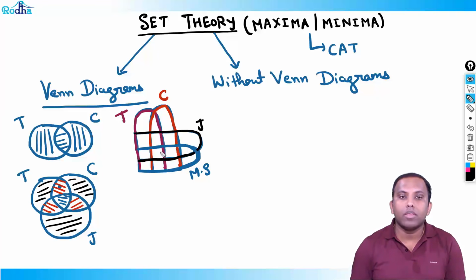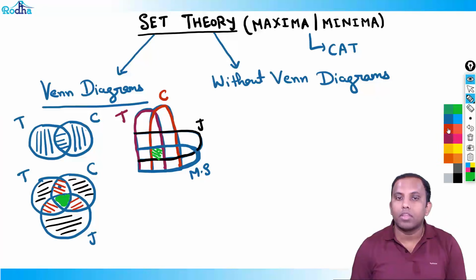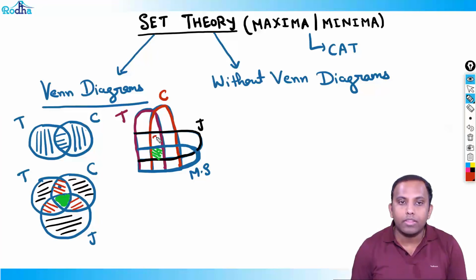This part denotes people drinking all the four things. Here is the intersection point of all these three things, and this is the intersection point of all the four things. Like this is the intersection point of any three things.